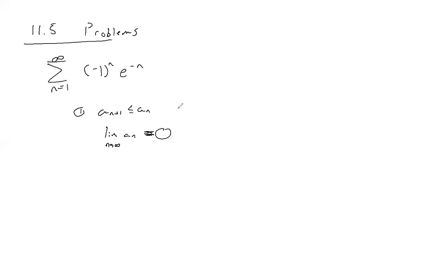What do I mean here by a_{n+1} and a_n? I mean the numerical part of the terms of my series. So I ignore the sign change, or you can think of it as taking the absolute value. If I take the absolute value of these terms, the negative 1 to the power n disappears, and I'm just left with e to the negative n. So what's bigger, e to the negative n plus 1 or e to the negative n?